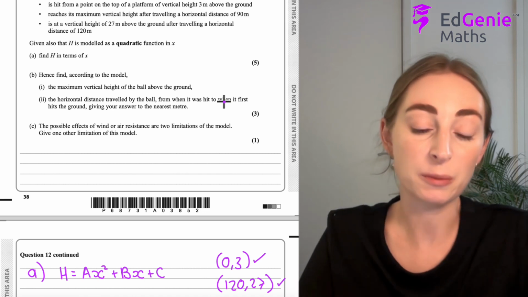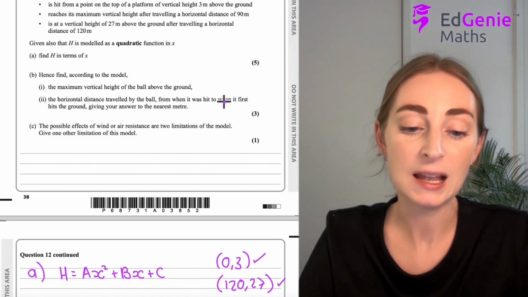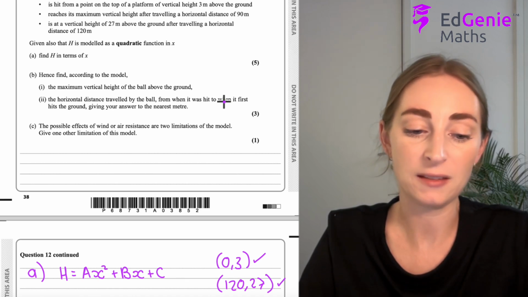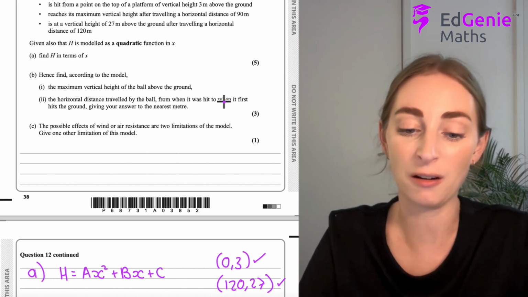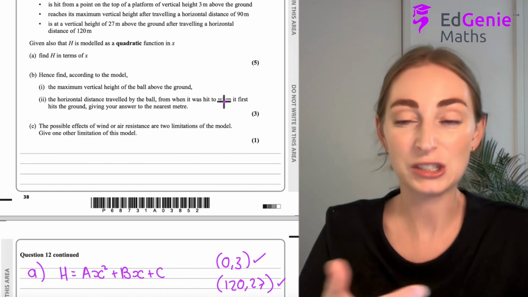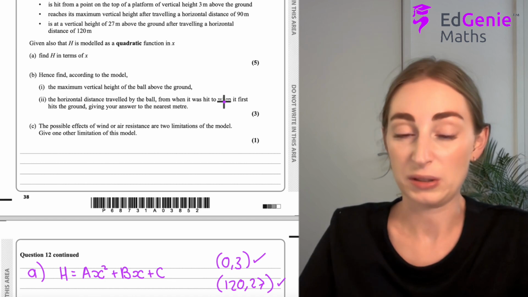So the examiner report says a wide range of comments were quoted for part C. Some of those did not gain the mark B1 because many of them focused on what happened to the ball after it hit the ground. So it didn't really affect the model that we've got.